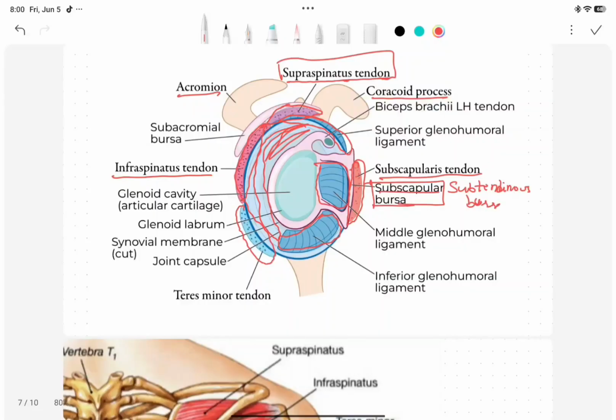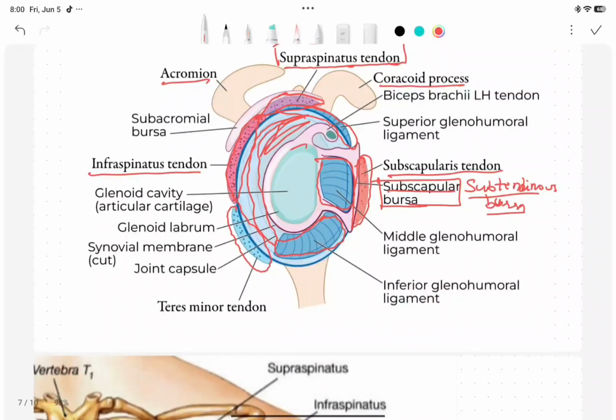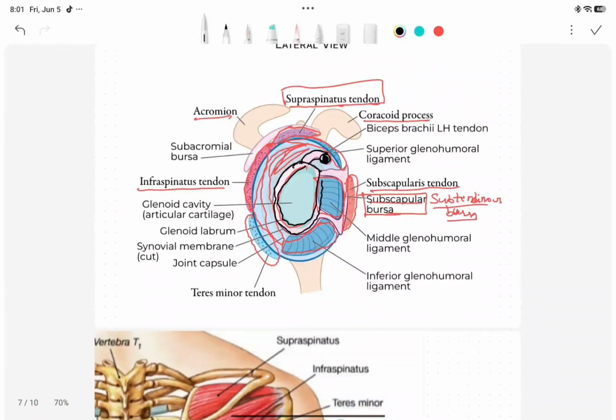Subtendinous bursa. So there is the glenoid cavity, and this is the glenoid labrum that deepens the glenoid cavity. This is the long head of biceps brachii, and this is the tendon of the biceps brachii. This is the basic structure of a shoulder joint.